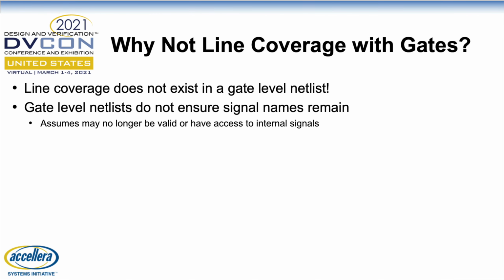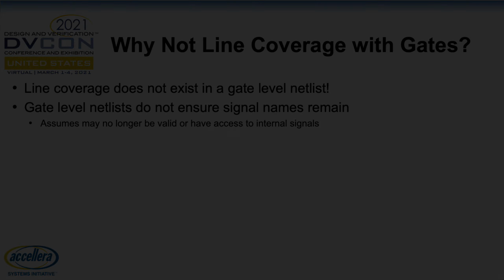So the question comes up, why don't you just do line coverage with gates? Well, the easy answer is line coverage does not exist in a gate level netlist. A gate level netlist is purely structural, and structural netlists actually have no line coverage as we measure it.